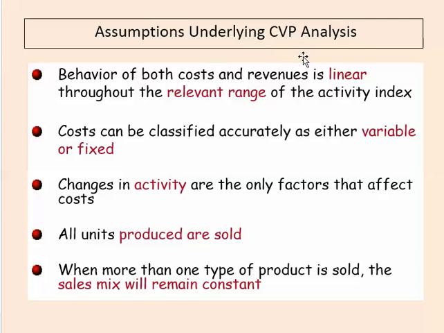So we do have some assumptions underlying CVP analysis, and it's important to note that the behavior of both costs and revenues we assume to be linear throughout the relevant range of activity, and I'll get into relevant range and that behavior here in a minute. Costs can be classified accurately as either variable or fixed. Changes in activity are the only factors that affect costs, and that's a pretty big assumption because that's not always the only factor. That all units we produce are sold, again, a pretty big assumption. And when more than one type of a product is sold, the sales mix will remain constant.